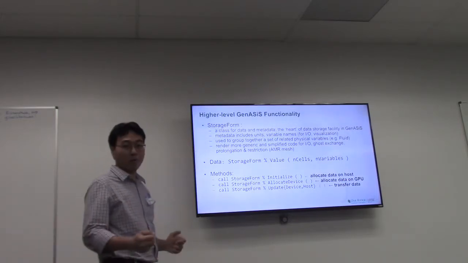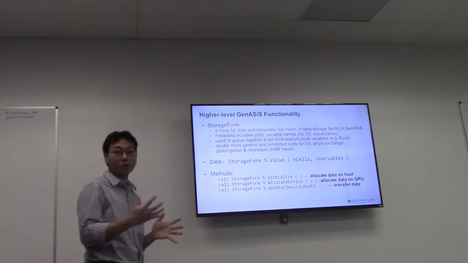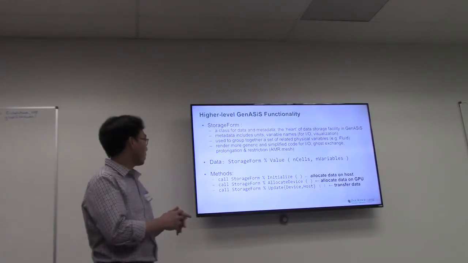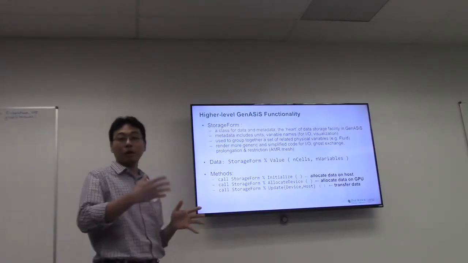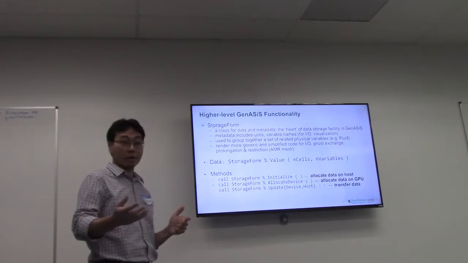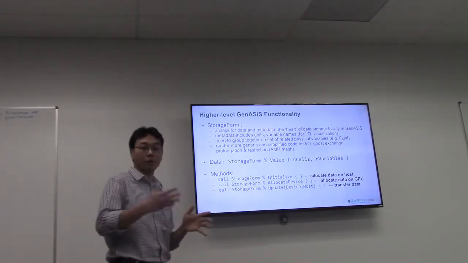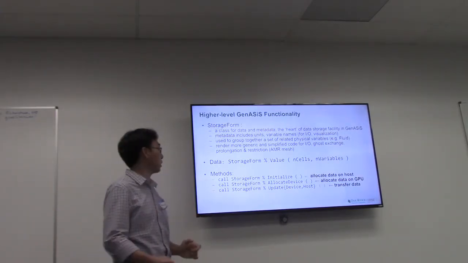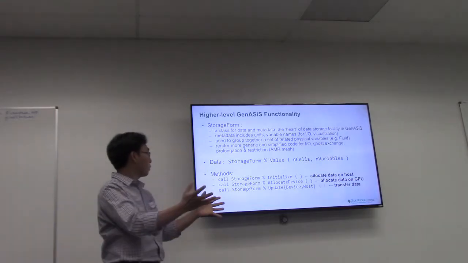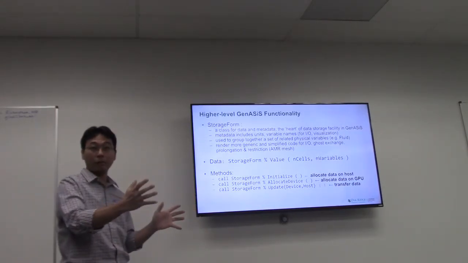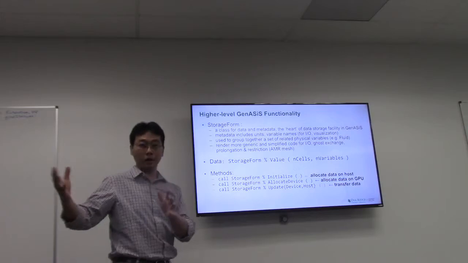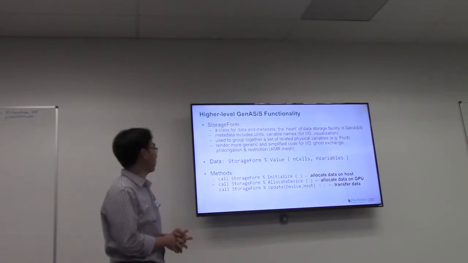So at the higher level in Genesis, we write our kernel in terms of a class called the storage form, which is basically the heart of our storage in Genesis. It includes metadata for storing physical units and variable names, which is really useful for I/O and visualization. We use this to group together related physical variables, like the fluid variables or the nuclear equation of state variables.